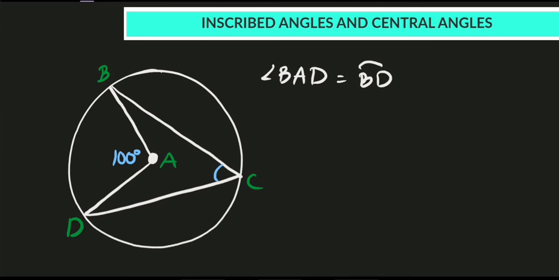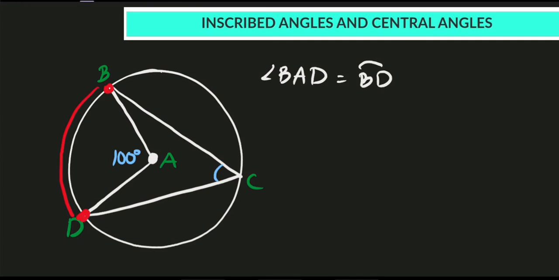Since we're asked to solve for the value of angle C, our first task is to solve for the value of arc BD. Solve for the value of arc BD and then divide the value by 2 for the value of angle C. So that is our first task. Now, let's solve this one.